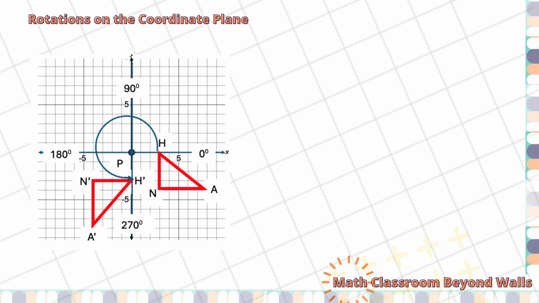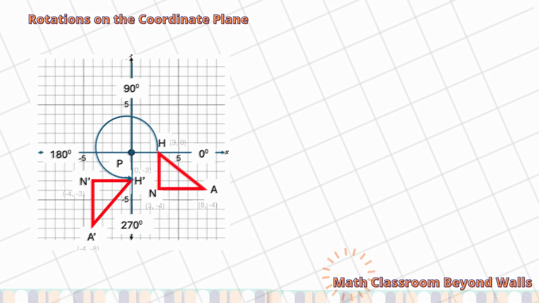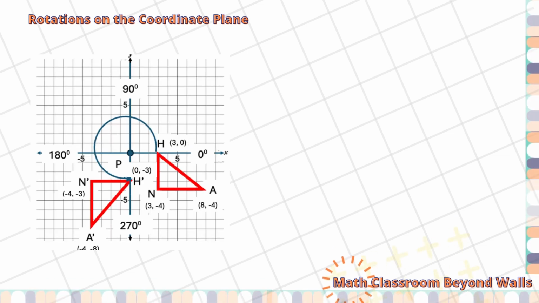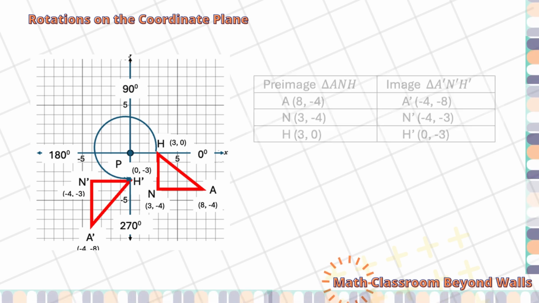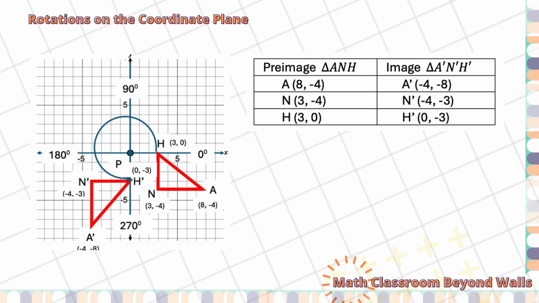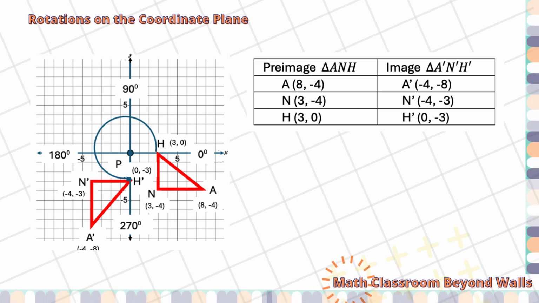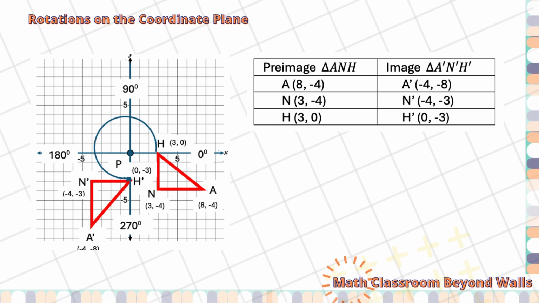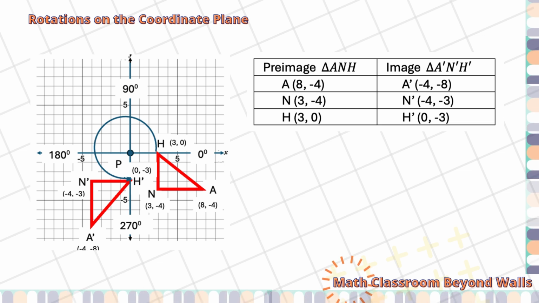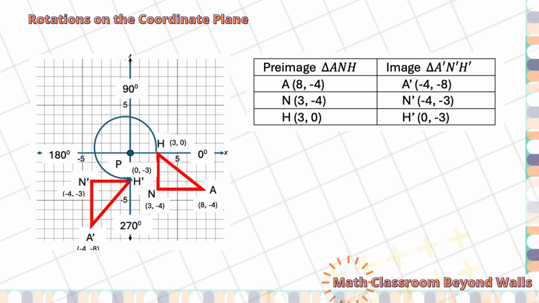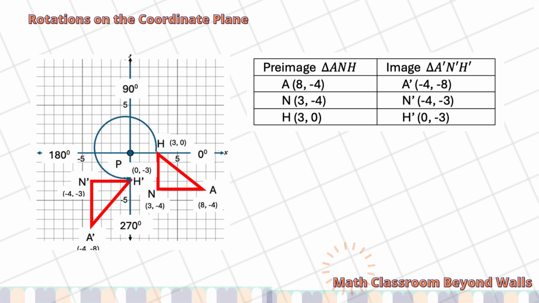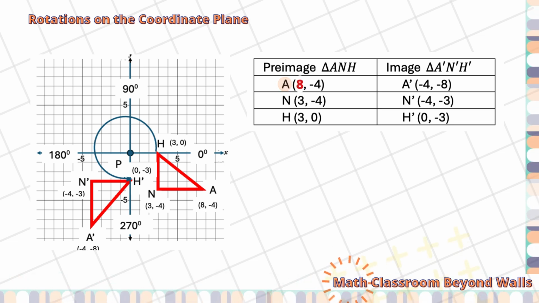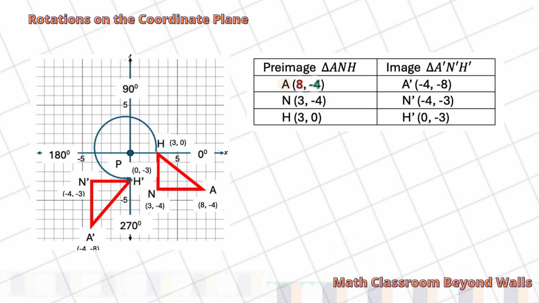Here are the coordinates of the vertices for both the preimage and the image. For easy analysis, the coordinates of the vertices are listed on the table. From here, we can readily see the changes on the coordinates that took place as triangle ANH, the preimage, is mapped to triangle A prime N prime H prime, the image. On A, the x-coordinate is 8, whereas the y-coordinate is -4.